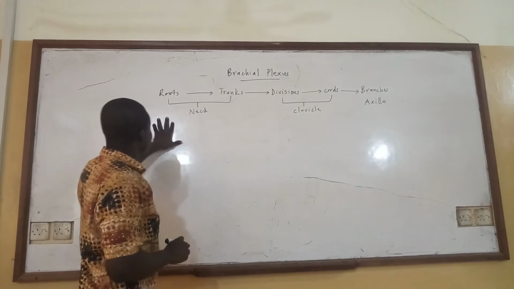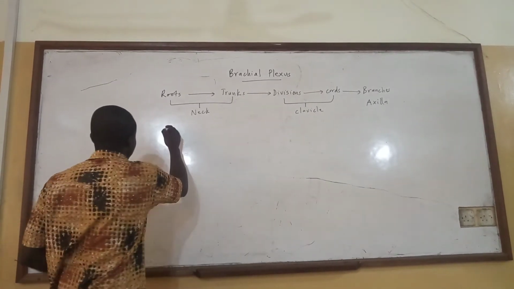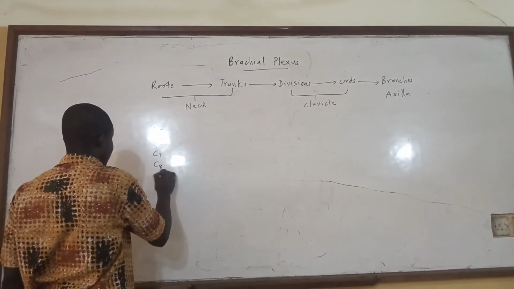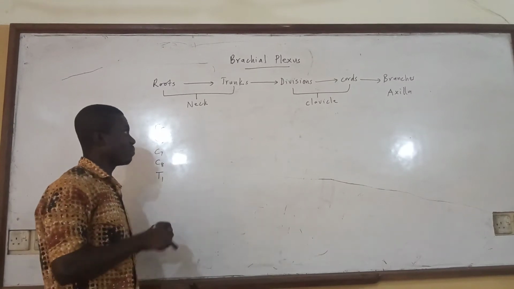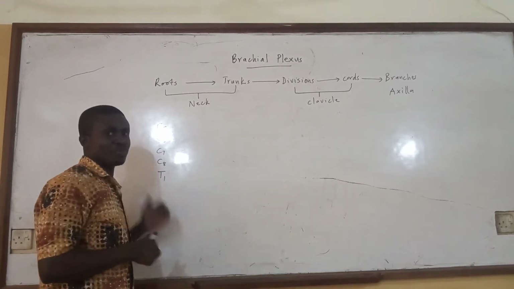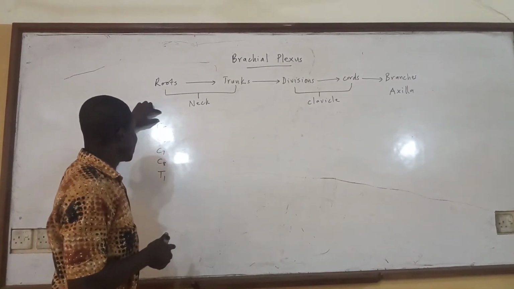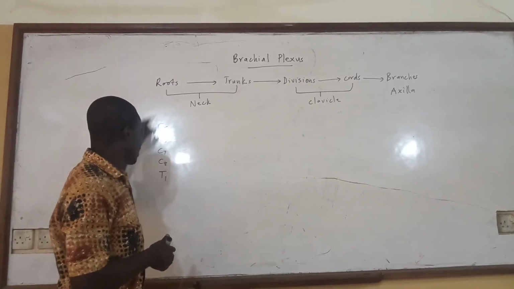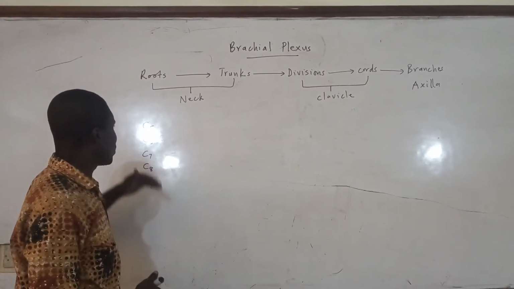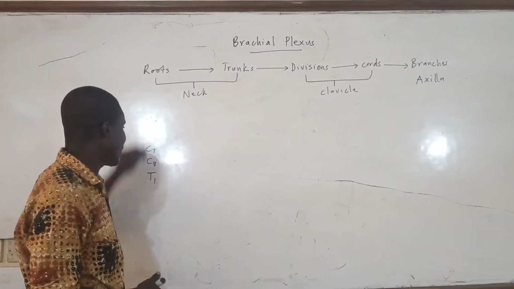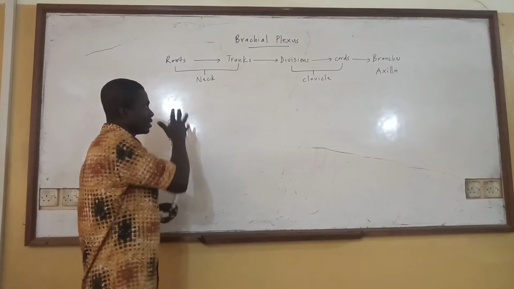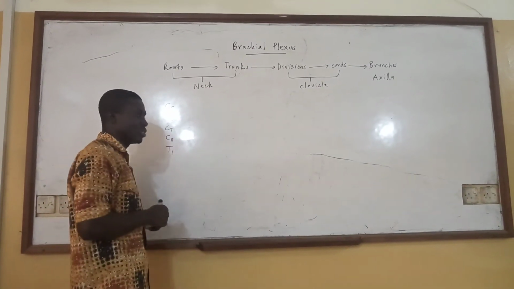Now, for the roots, we have what we call C5, C6, C7, C8, and T1 ventral rami. Actually, the ventral rami of C5 to T1 spinal nerves. Now, there could be prefixation, where it will begin actually from C4, and therefore it's really T1. And there could also be what we call postfixation, which will actually start from C6, it's really C5, and end at T2. So these variations can take place. But generally, in normal anatomy, this is what we have: the ventral rami of C5 to T1.